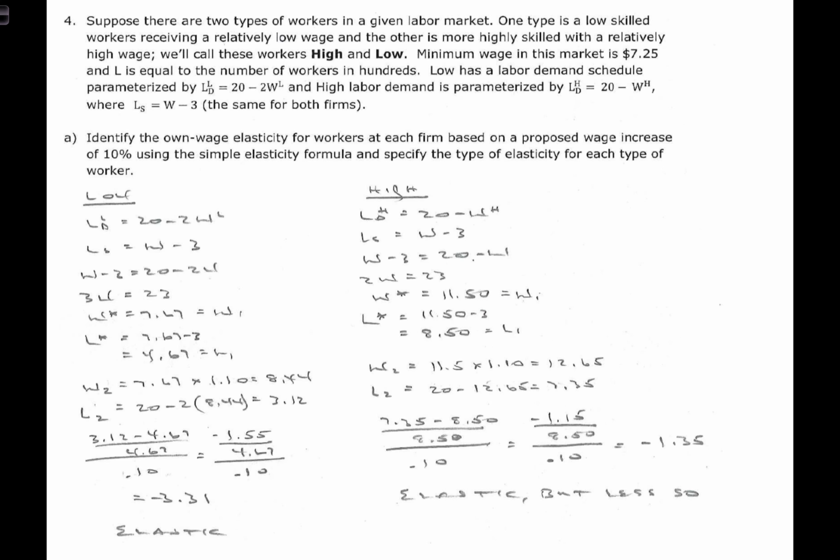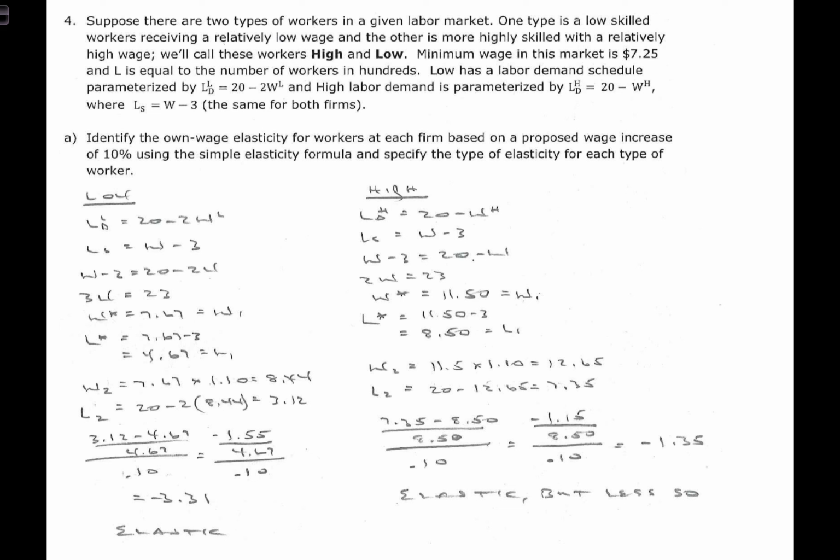So here, we're simply going to motivate this equation where we have L2 minus L1 divided by L2 plus L1 divided by 2. That's our numerator. And then W2 minus W1 divided by W2 plus W1 divided by 2 for our denominator. And we're simply going to motivate that for each of the values that we have. And we're going to find that high has an elasticity of negative 1.52, which is a little bit more elastic than we saw when we just used the simple formula. Recall that the midpoint formula is more accurate, especially when there's a large change.